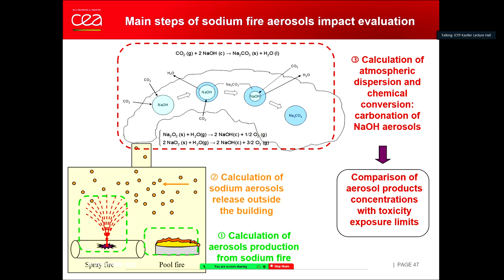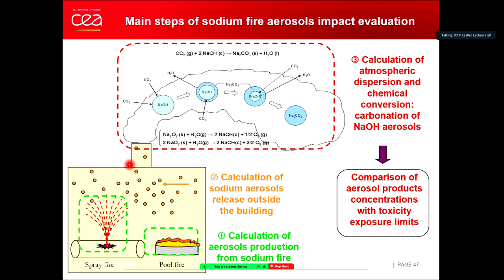Okay, about sodium fires, these are other aerosols. And here, this is just an illustration. If you have a pipe, you know that we have two kinds of fires. You can have sodium on the surface of the ground, but you can also have fragmentation, fragmentation due to the leak. It was the case, for example, in Monju in December 1995. And if you spread the sodium into droplets, you have, of course, a more intense production of aerosols.